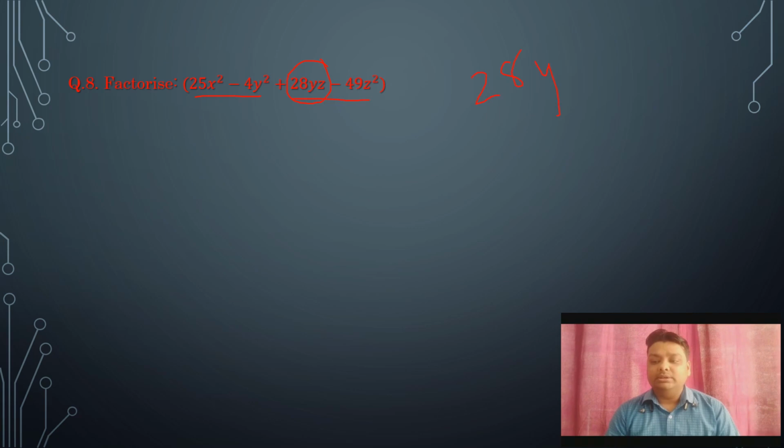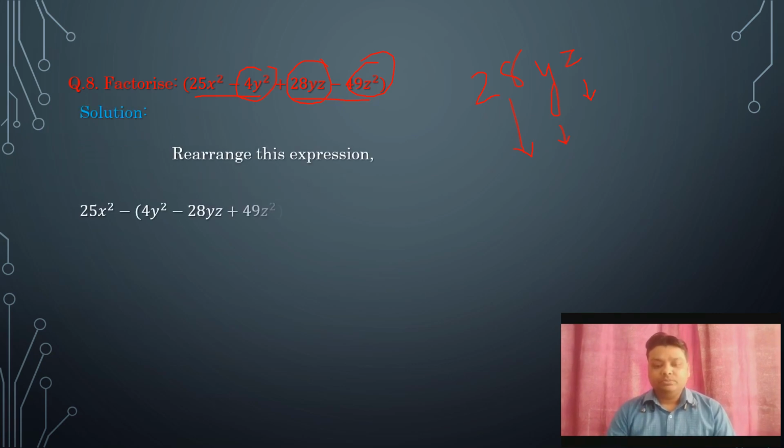28y and z. Here 28 is the constant term and y and z are the variables. So we will see only the constant term, variable y and variable z. So it will be only in 4y square, 28yz and 49z square. Then again we can take these three common as in the previous question. It means we can write like this. And again you can see minus sign is outside, so we will change all the signs. It will be 4y square, plus will be minus, and minus will be plus.